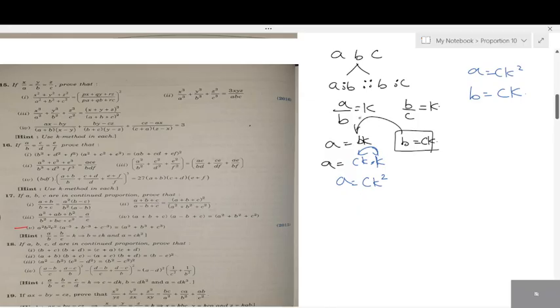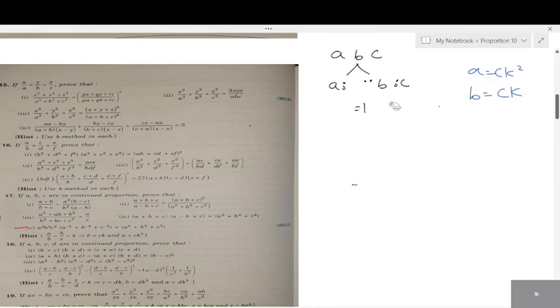All of you will complete it till this one. A and B value. Okay, let me erase this. Take down these two values. Only these two. A is equal to ck square, B is equal to ck.